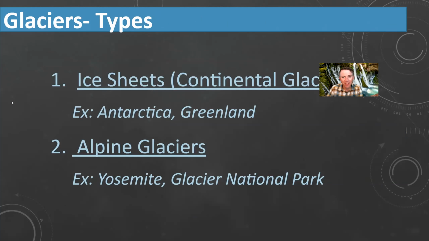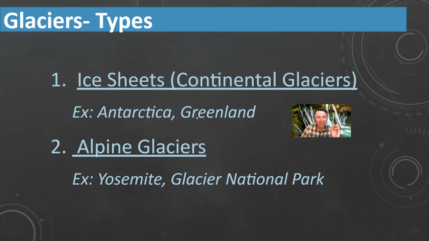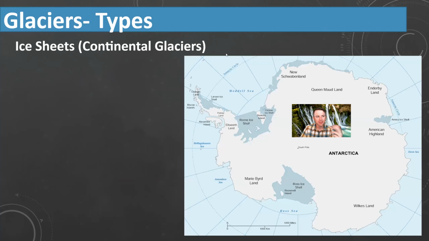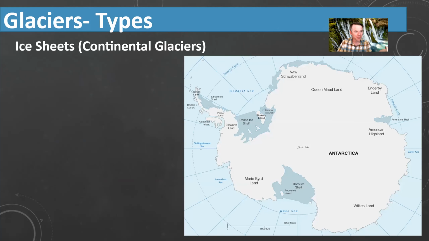So in order to figure out that evidence, here's what we're going to do. We're going to take a look at the two major types of glaciers: the ice sheets, which are continental glaciers. They cover big, massive areas of land. And then things called alpine glaciers, which are much smaller, and what we'll find in Yosemite and Glacier National Park and things like that, up in the mountains, basically. All right, so ice sheets are continental glaciers.